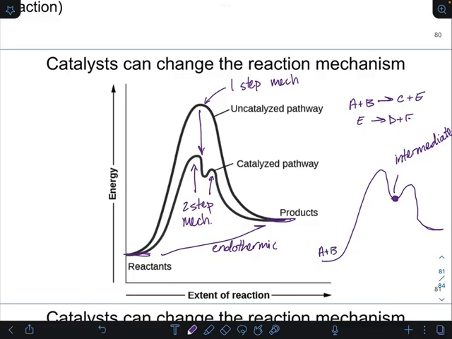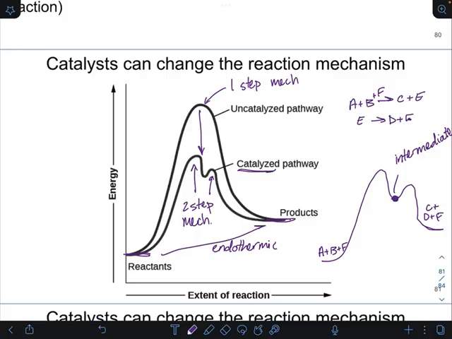A plus B, D plus F, products, reactants. Sorry, let's actually include the catalyst because this is the catalyst pathway, so that probably makes more sense. So A plus B plus F are reactants, D plus F are the products. C plus D plus F.